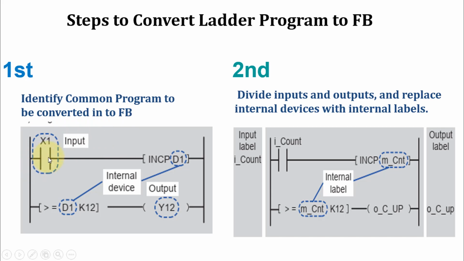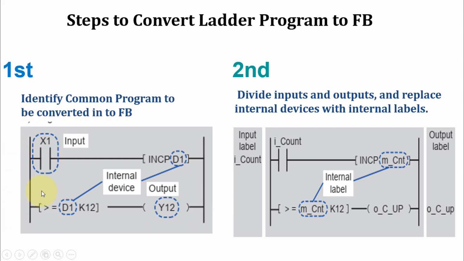Let us first understand what the ladder program is over here. Input x1 is here. When input x1 is on, it will increment the data register d1 by 1, and when this d1 is greater than or equal to 12, it will turn on the output y12. So this is a common program, and we want to create a functional block for this common ladder program. So first, we have found a ladder program which is common.